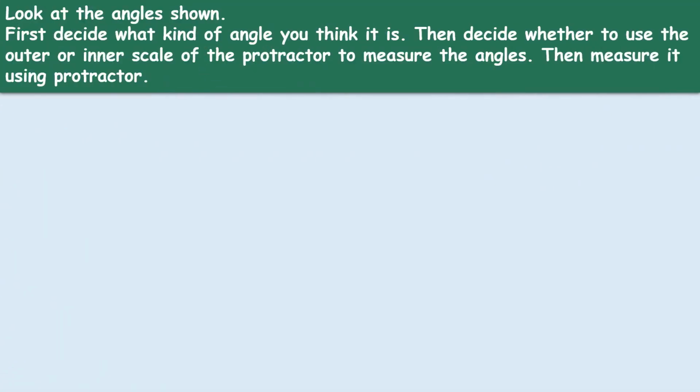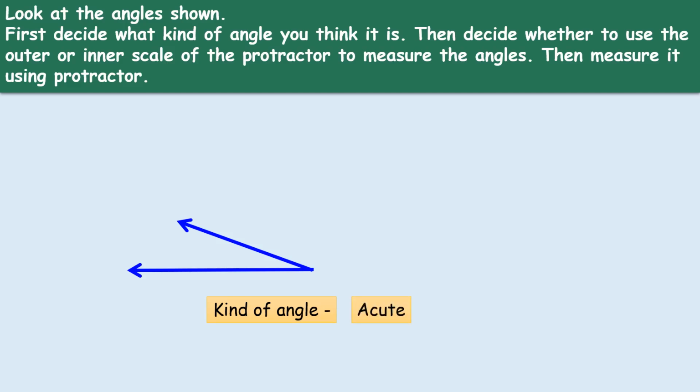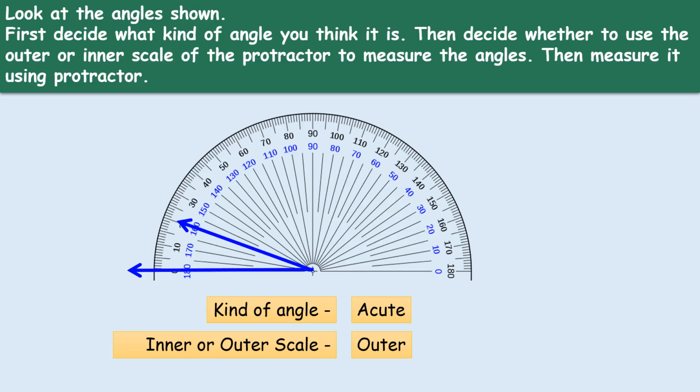Let us check another angle. Which kind of angle it is? Yes, it is acute angle. Now you have to decide which scale should be used. We can use outer scale. Now place the protractor properly and measure. The angle measures 20 degree.